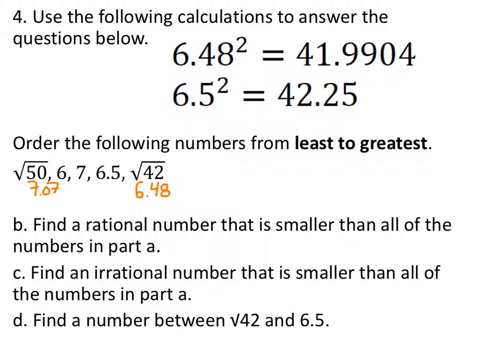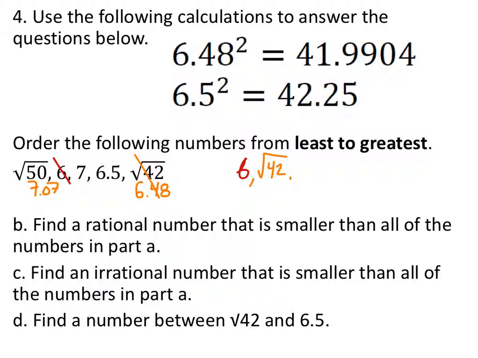So the square root of 50 is approximately 7.07 on my calculator. And the square root of 42 on my calculator is 6.48. So ordering these from least to greatest, the smallest number that we have is the 6. The next smallest number would be 6.48, which came from the square root of 42.